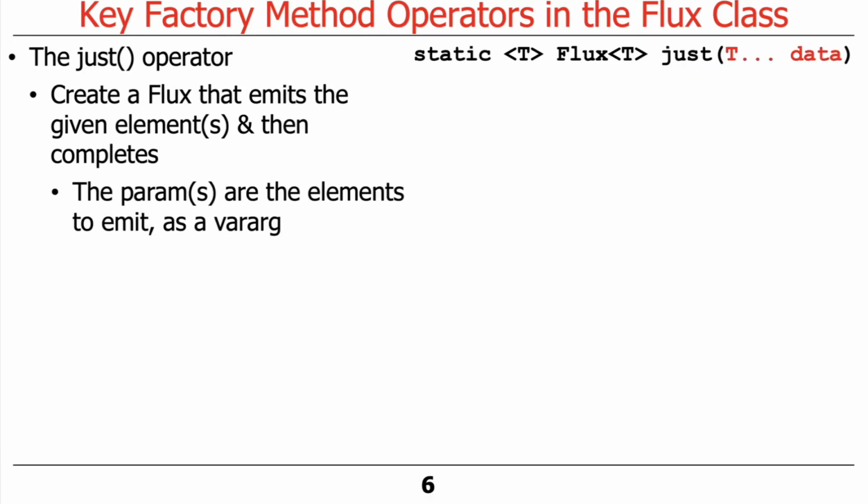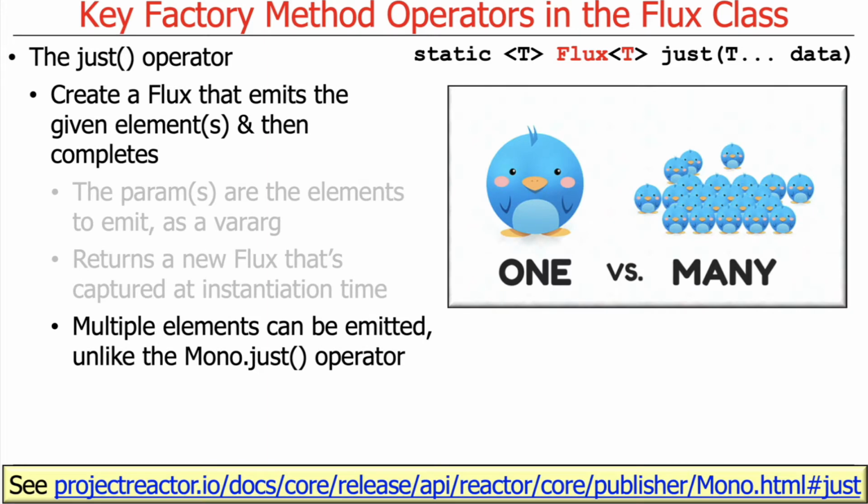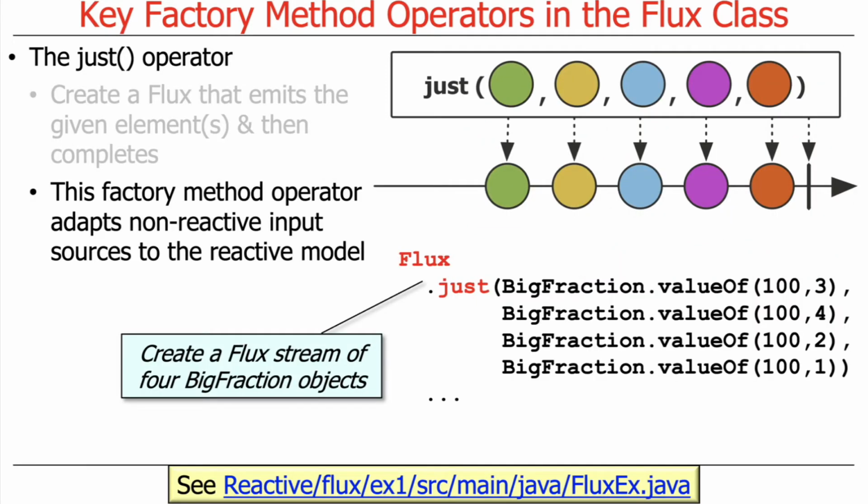And the main difference between mono and flux, as we'll see, is that there's going to be a varargs list of parameters you can pass into here. So you can pass in one or many parameters, and those will be used to create the flux stream. And it basically works, again, much like mono. It returns a new flux that's captured at so-called instantiation time. In other words, it's eager. It's done at the time when you give the values, not at the time when it starts to run. And again, unlike mono's just operator, multiple elements can be emitted, where mono can just have one element. No big surprise there, because mono is for one thing, flux is for many things.